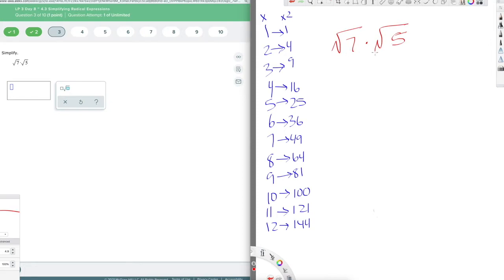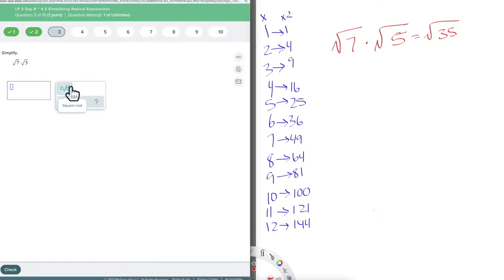So 7 times 5 is just simply 35. And the only thing 35 can divide by is 7 and 5. So neither one of those, they're not squares, so we're not going to take a square root of that. So this is just going to be the square root of 35. We can't do anything else with it. There's no other simplification there.